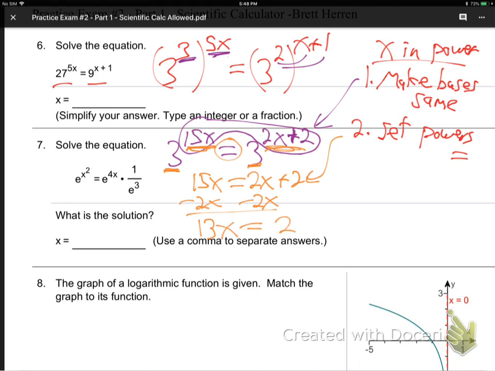13x is 2. And last step, divided by 13. 2/13. So our answer there.